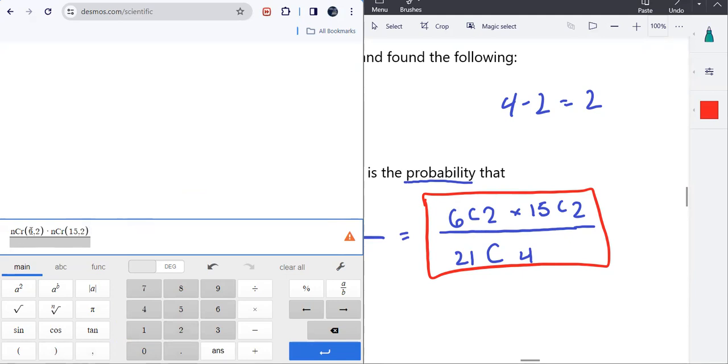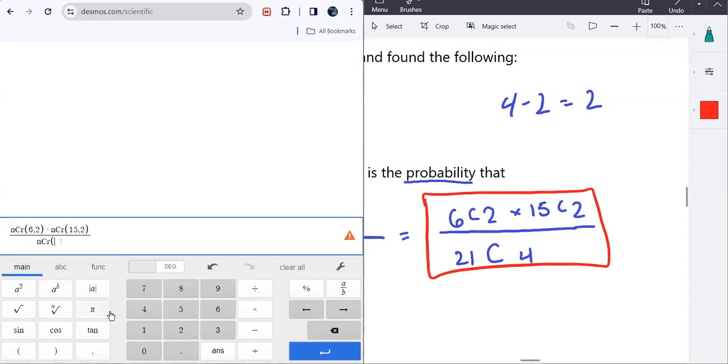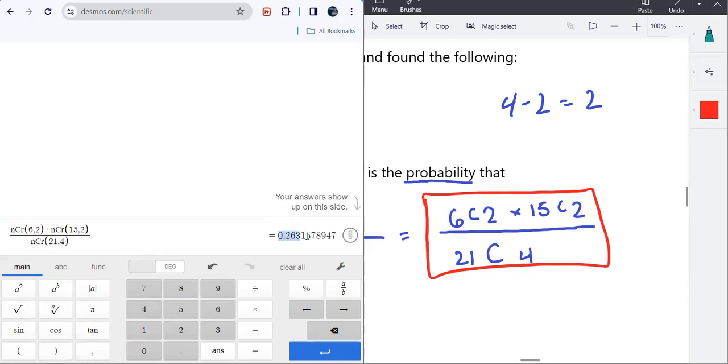So this is how you can use Desmos. I've got 6 people working with a tutor, 2 have been chosen at random, 15 other people in the SSC, and then the other 2 more have been chosen to finish off the group. I'm going to click down into the denominator of my fraction to finish this off. Let's go back to function, choose one more combination. There are 21 people total, and I have chosen 4 total for my example. And here is my probability right here. Now this is put as a decimal. If you need a fraction, you can press the fraction button. It looks like the probability is 5/19, or 0.26.